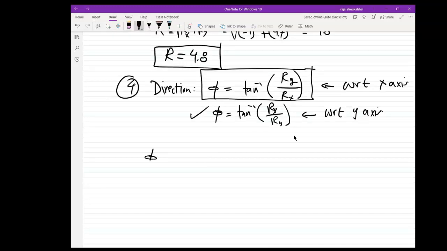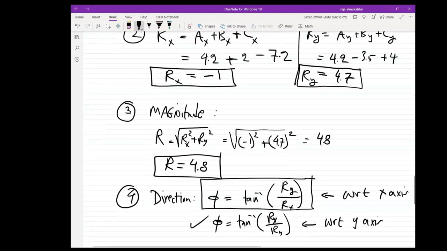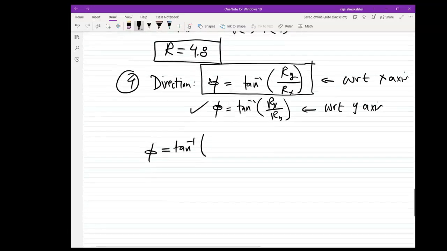So I have here phi is equal to tan inverse Ry. I got Ry, I boxed it already. It's right here, 4.7, and Rx is negative 1. All right, so I'm going to get a negative answer here. I'll tell you what that means in a second. So I have here 4.7 over negative 1. So I can find the angle here.